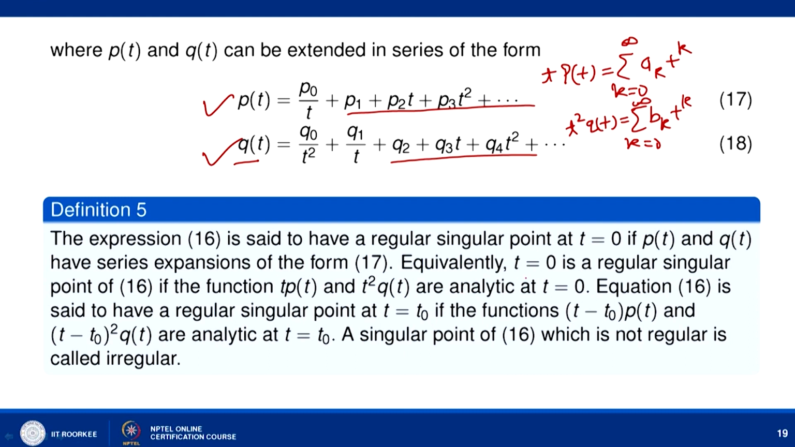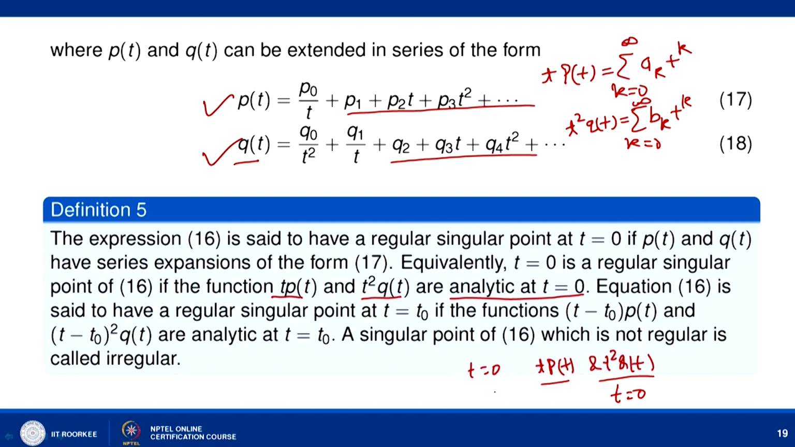In an equivalent sense, t equal to 0 is a regular singular point of 16 if the functions t p(t) and t square q(t) are analytic at t equal to 0. So, this is the situation at t equal to 0. First, it should be a singular point. Second, t p(t) and t square q(t) must have a Taylor series expansion near t equal to 0.